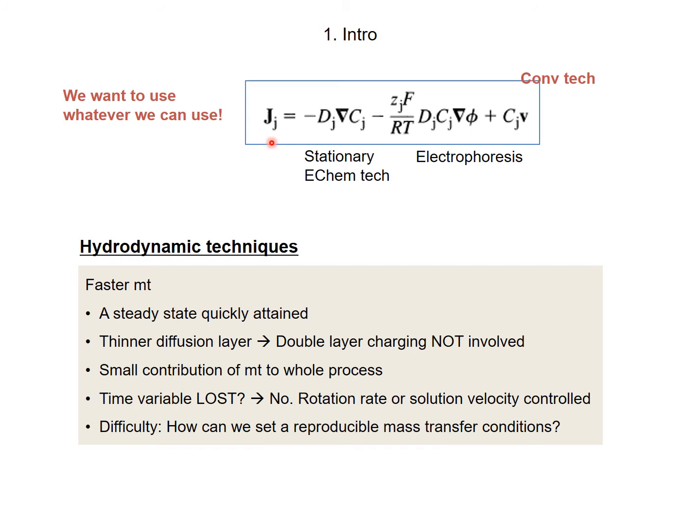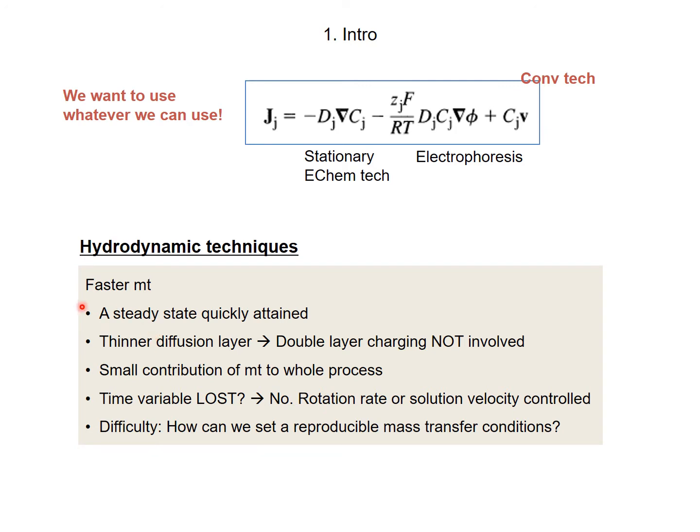Let me think about the benefits of hydrodynamic techniques. Hydrodynamic techniques are based on the convection. More accurately, I could say that it is the rotational mode of the electrode. Then, that electrode motion would induce the faster mass transfer of electroactive species or supporting electrolyte inside of the electrolyte. So here are some merits of using hydrodynamic techniques.